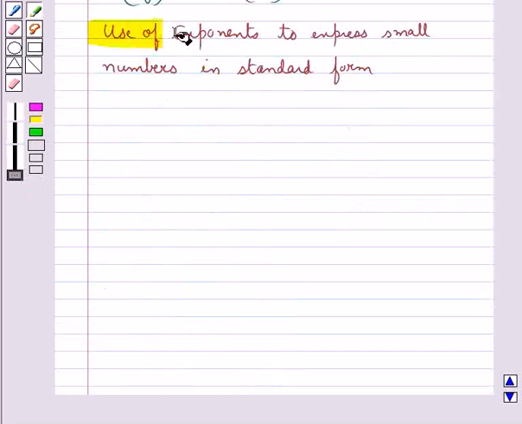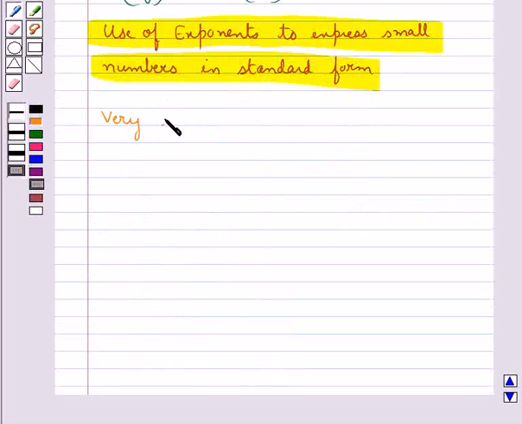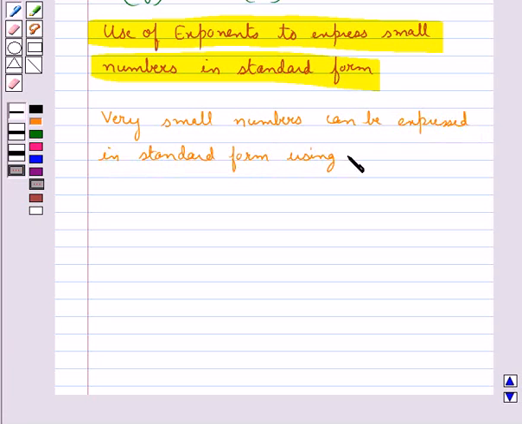Next, we discuss the use of exponents to express small numbers in standard form. Very small numbers can be expressed in standard form using negative exponents. Let's consider the small number 0.0000021. Let's express this number in the standard form.